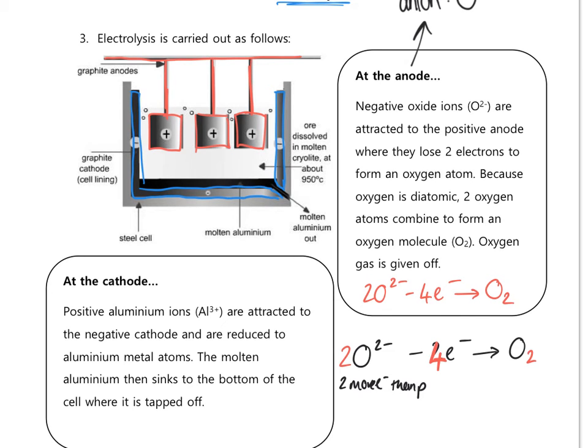Think about one oxide ion losing 2 electrons to get it to an oxygen atom, and then 2 of those oxygen atoms combining to form a diatomic molecule. And that's the overall half equation that we need to know.